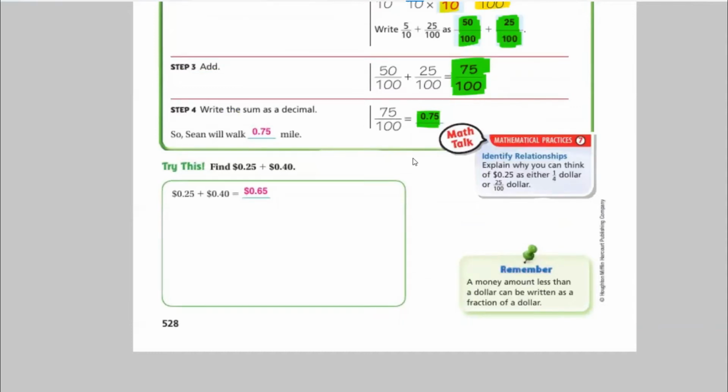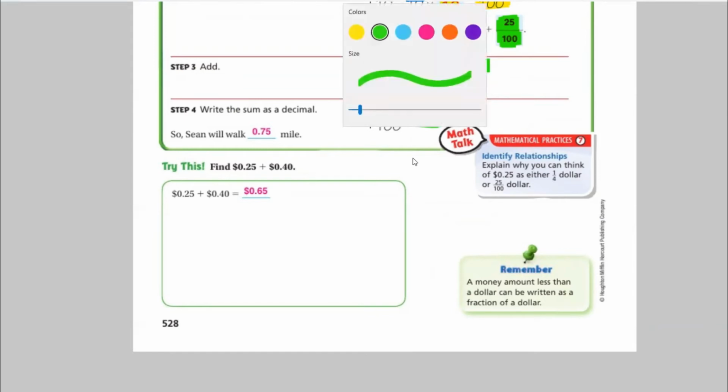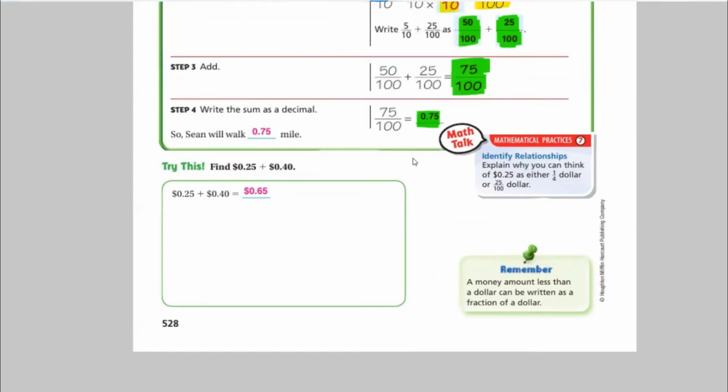Okay, but let's move to this example here. Find $0.25 plus $0.40. Okay, so let's see how we can do that. First of all, pay attention, guys. First of all, put the decimal points under each other like that. And then put our numbers as you see here. So it will be 0.25 here and 0.40 here. And let's add.